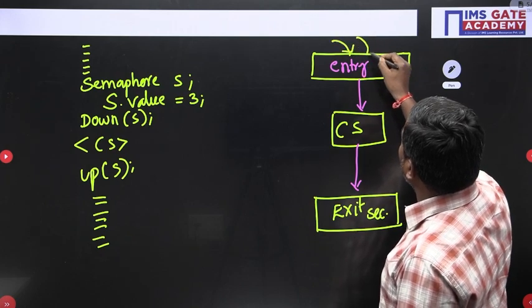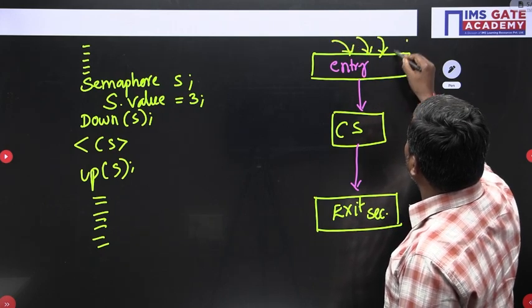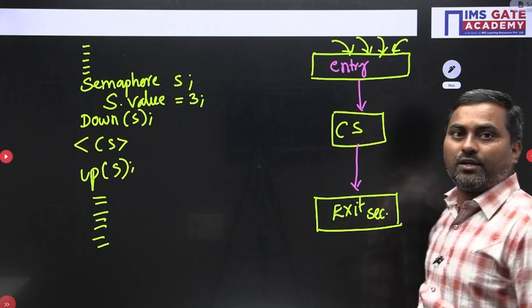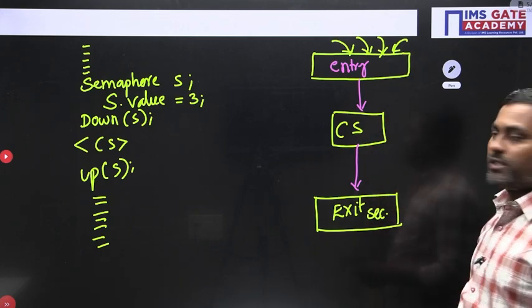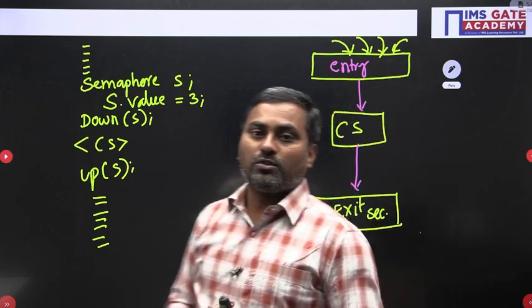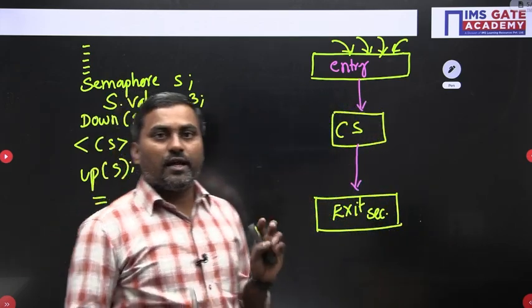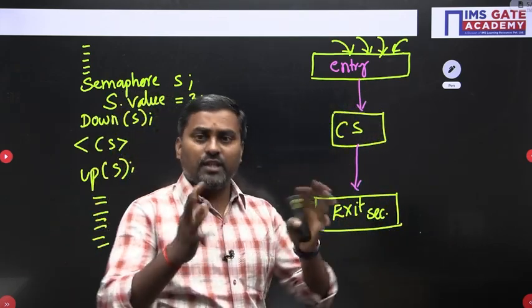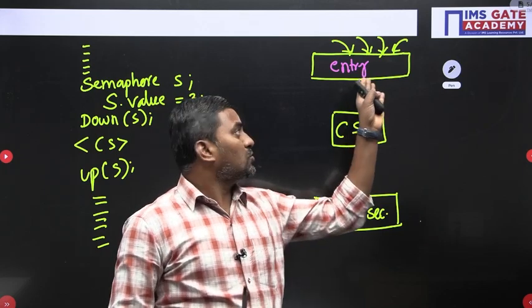N number of processes can try to enter the critical section, but the entry section must ensure that only one process is allowed to use the critical section at a time. So various synchronization mechanisms can be deployed here.